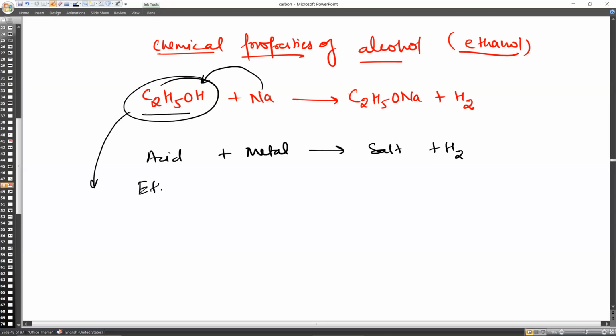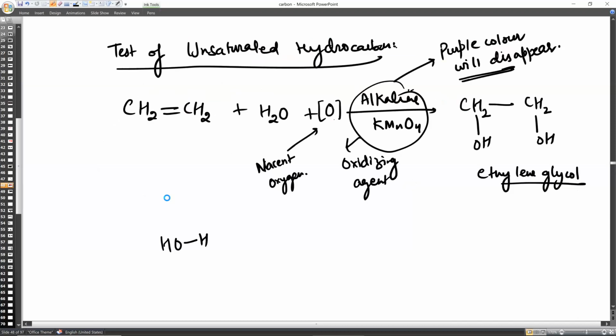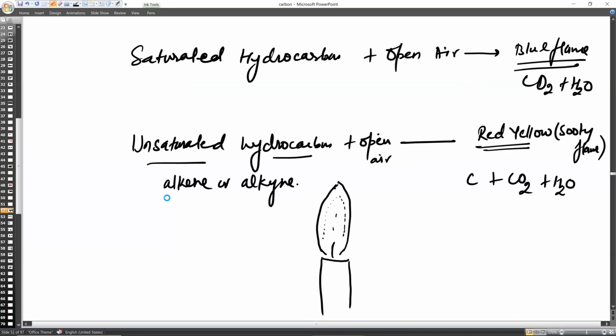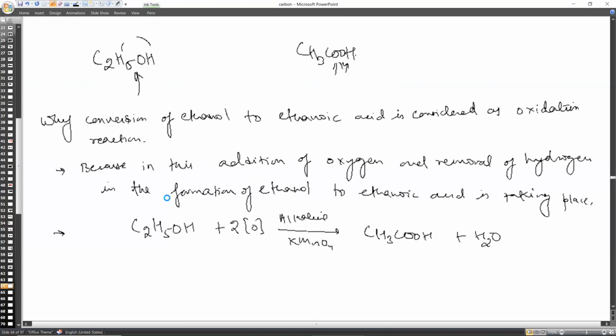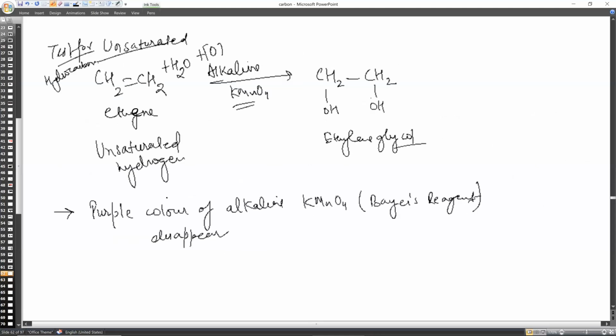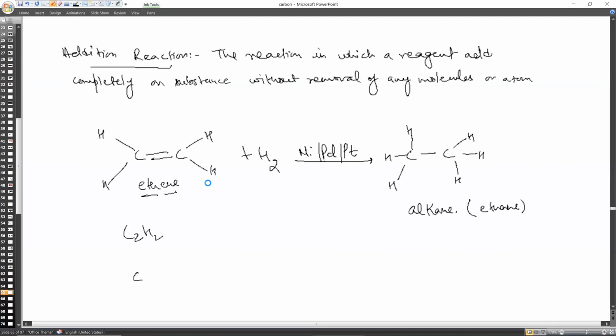Ethanol, when added to water, does not dissociate the H plus ions. That's why it is not characterized as acid. Okay, so here we have the chemical properties of ethanol. The first property of ethanol is this one. Note this one. Ethanol when it reacts with metal.